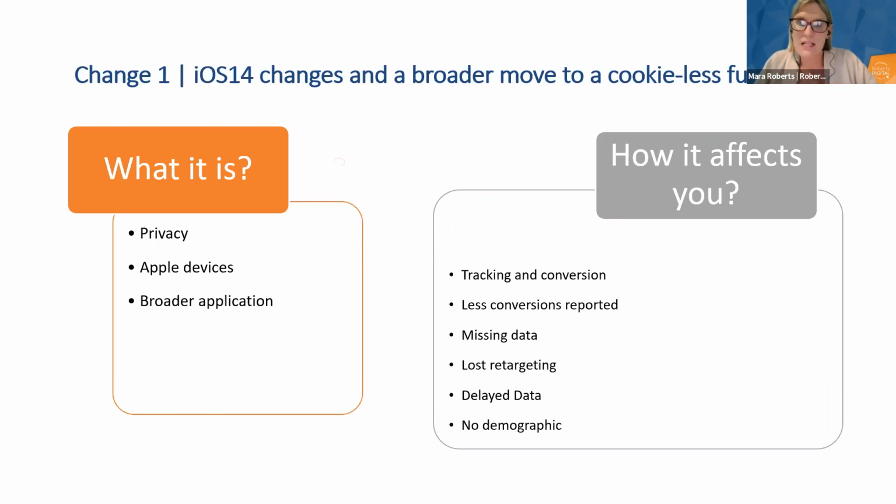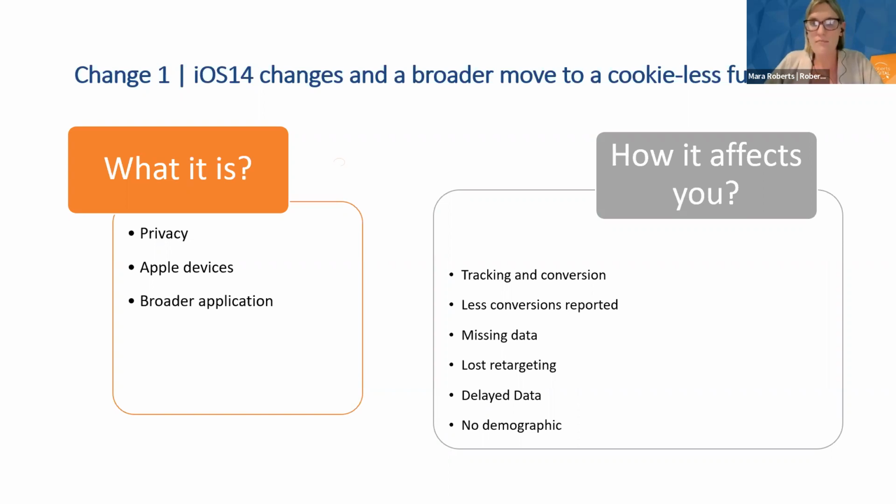And there is lost ability to do retargeting, which is one of the biggest impacts we feel as school marketers, because we rely so much on engaging with people on the journey of where they're at. There's also delayed data for up to 3 days.